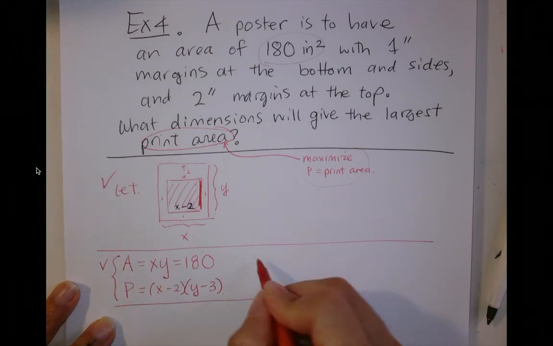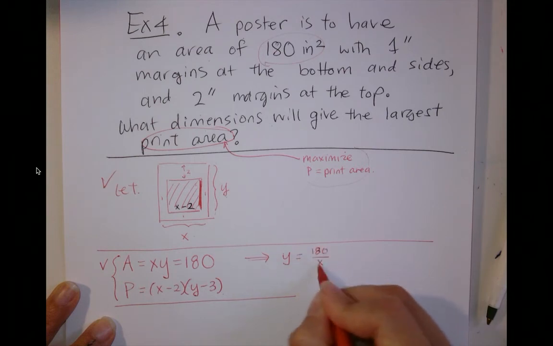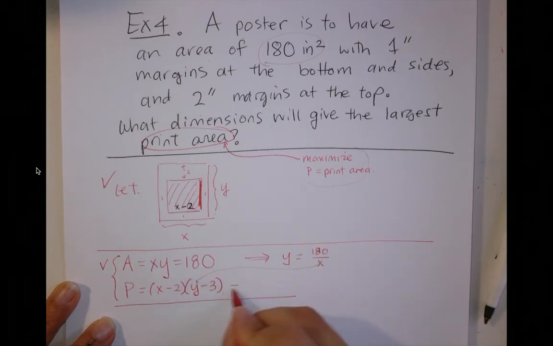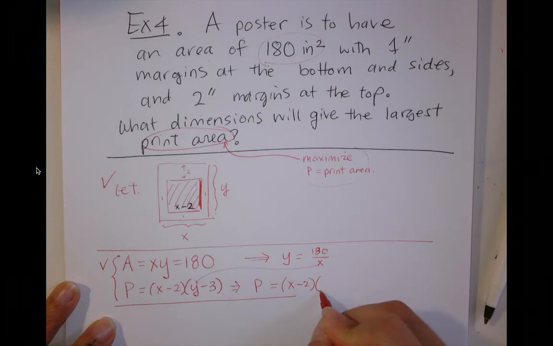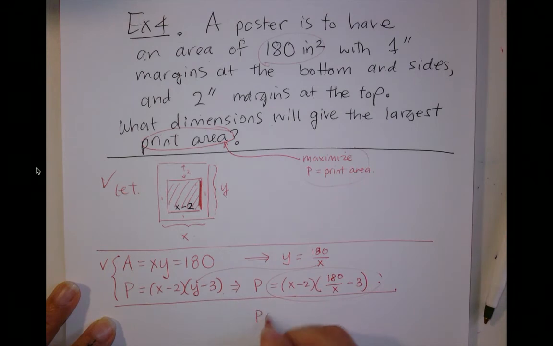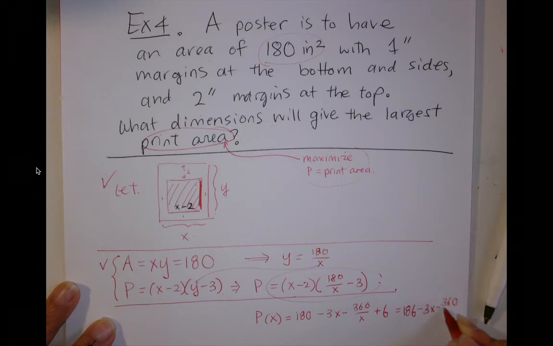So again, we use the first equation to solve for y, and then we're just going to plug this into the second equation for y. So the print area is equal to x minus 2 times 180 over x minus 3. And now we have our function totally in terms of x. I'm going to FOIL this out, so I get 180 minus 3x minus 360 over x plus 6. So my print area function is 186 minus 3x minus 360 over x.